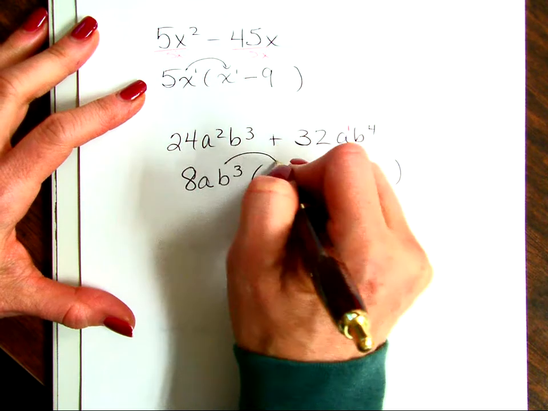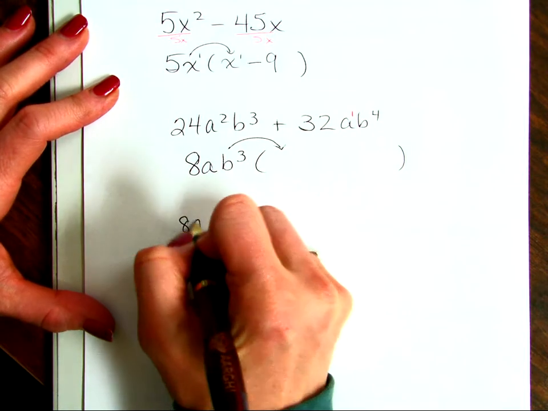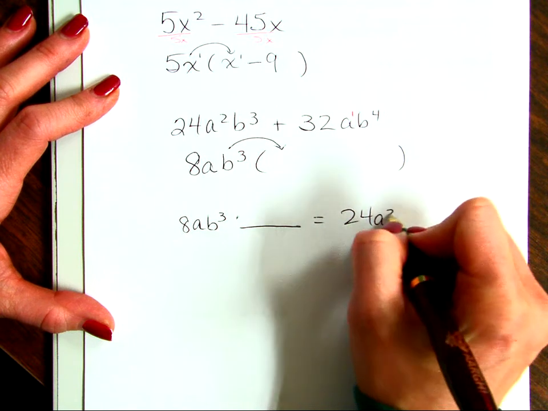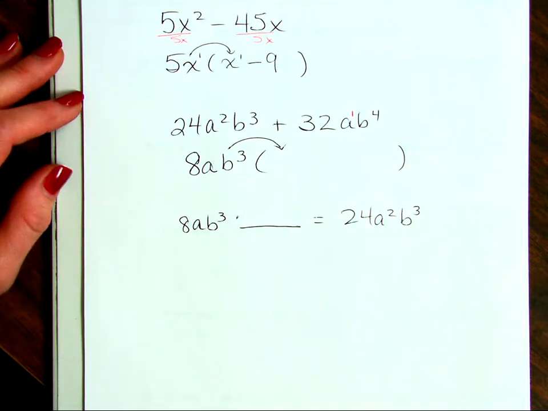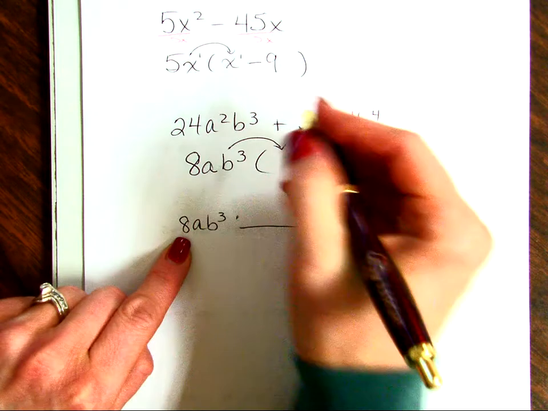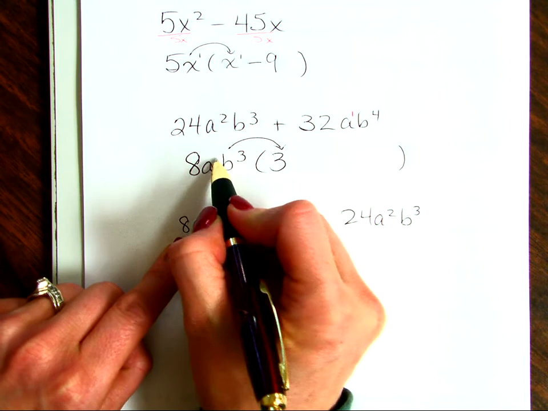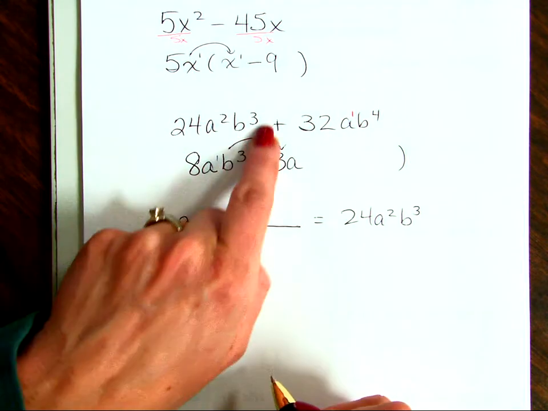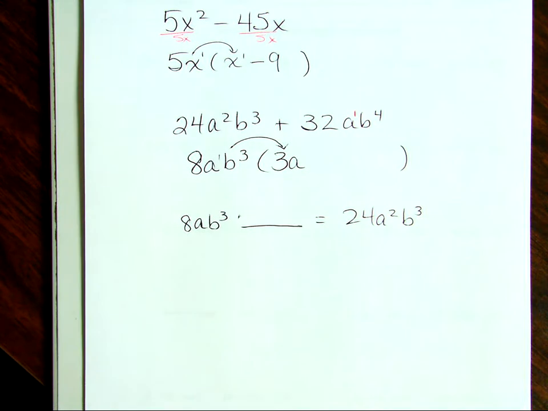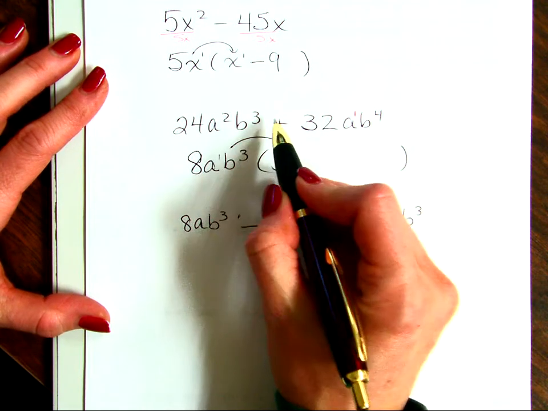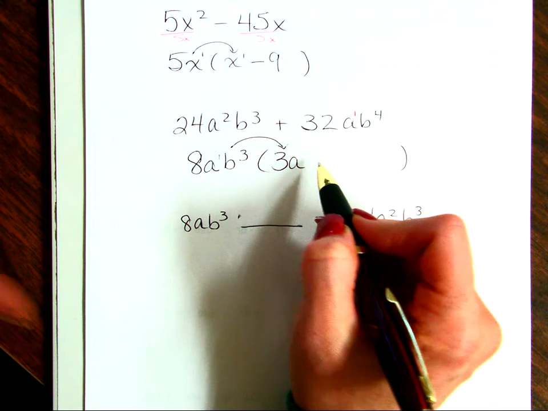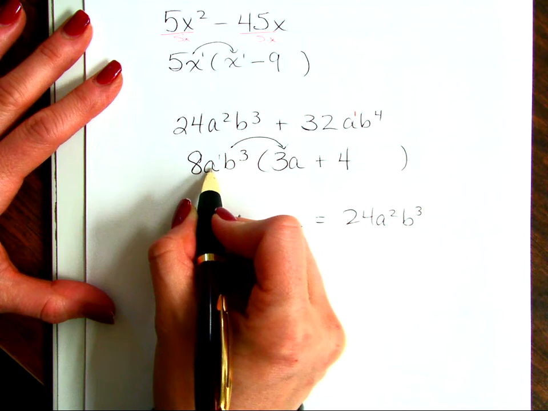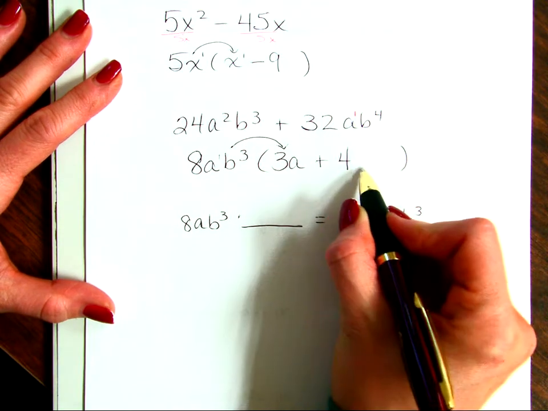What would I need to multiply? And here's how you can picture it. 8ab cubed times what will give me 24a squared b cubed? So I have to multiply the 8 times the 3. I have 1a, but I need 2, so I need to put another one there. And I have enough b's, so I don't put any b's, because if I put a b, that would mean it would be 4, and I don't have 4. Okay? And so then this is going to be plus 4. I have an a out. That's all I need, so I don't put an a.